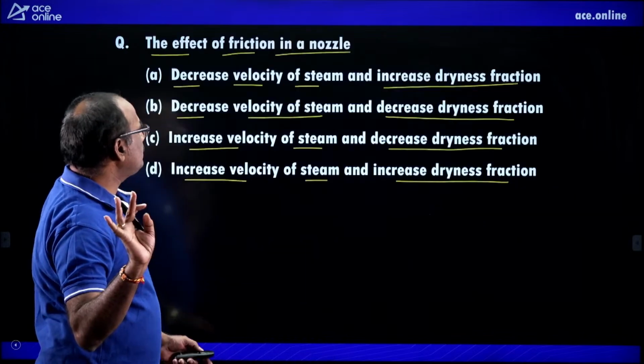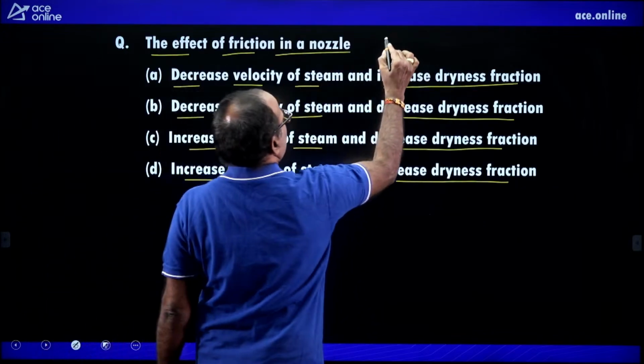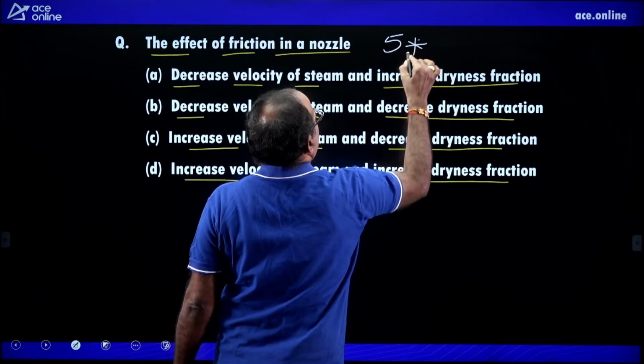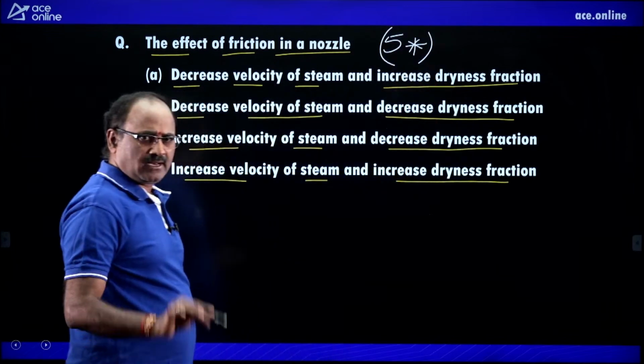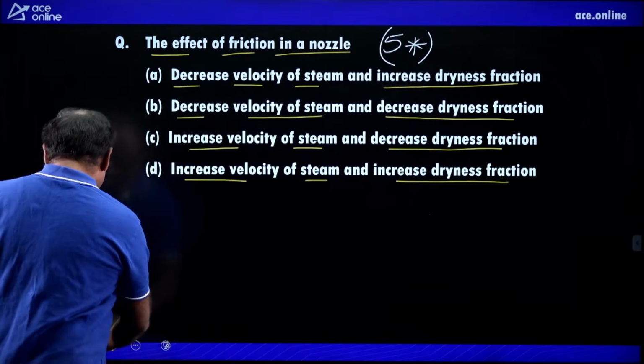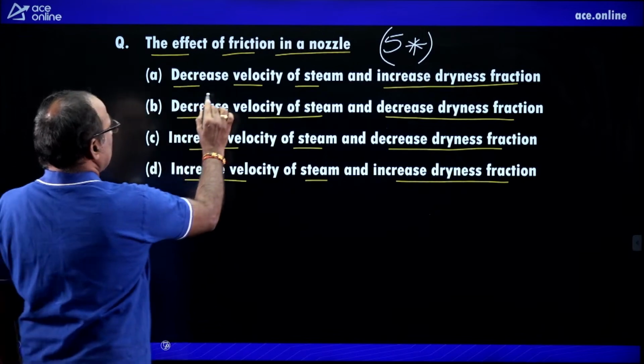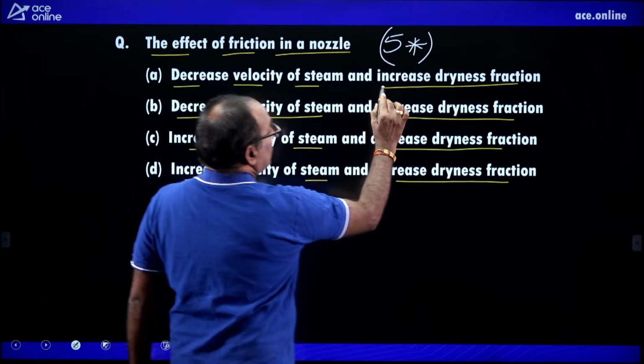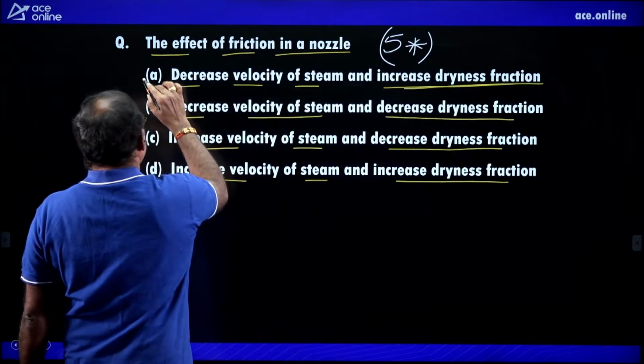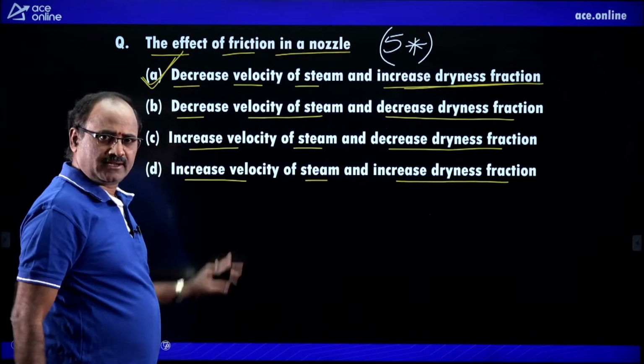This is a very, very important question. This is a 5-star question. 5-star question means the most expected question for the competitive exams. Now look at the very first option. Decrease the velocity of the steam and increase the dryness fraction. Option A is absolutely correct.